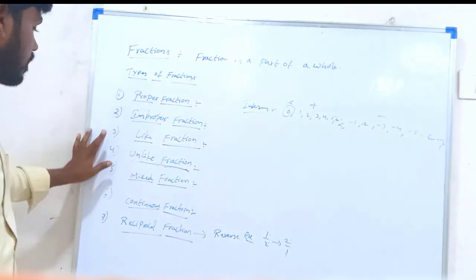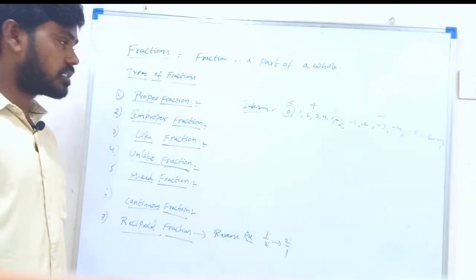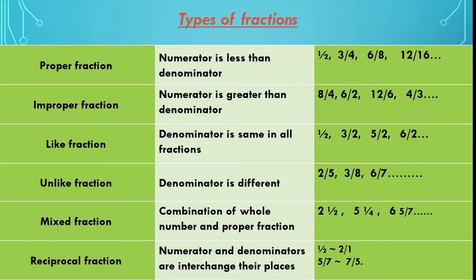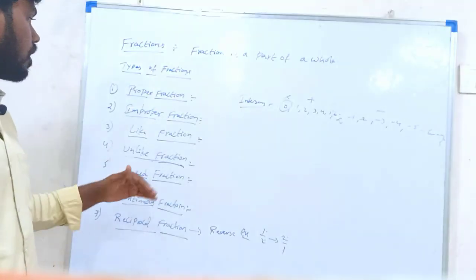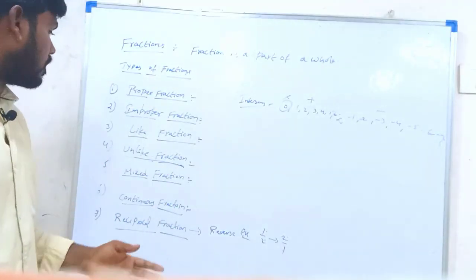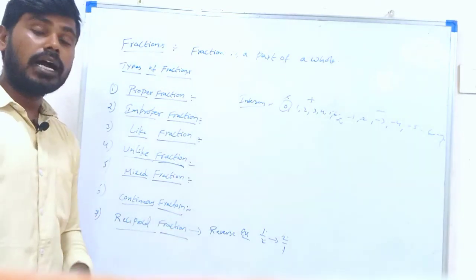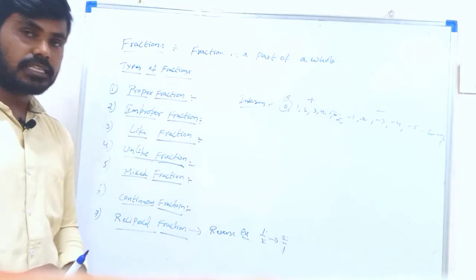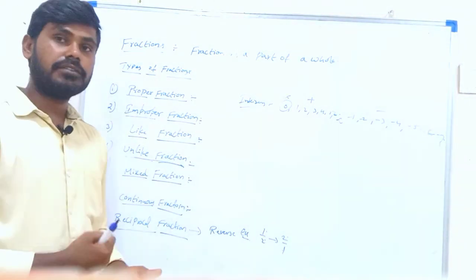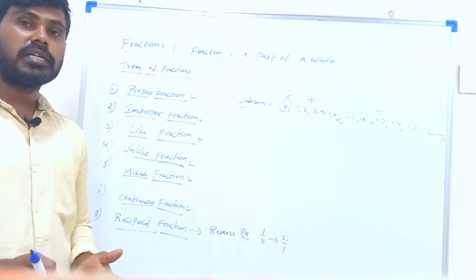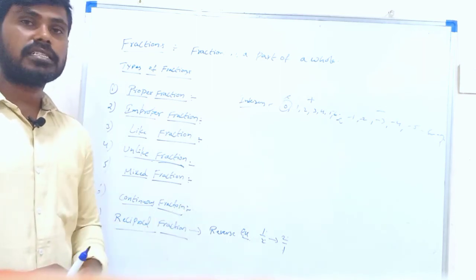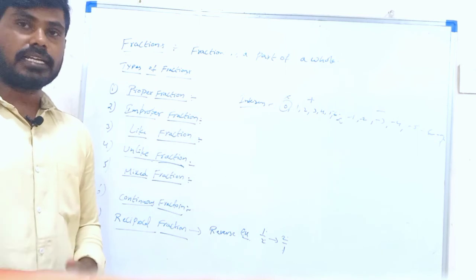So these are all the main types of fractions. One is proper fraction, second improper fraction, third like fraction, fourth unlike fraction, fifth mixed fraction, sixth continued fraction, seventh reciprocal fractions. So how to change an improper fraction into a mixed fraction, how to change a mixed fraction into an improper fraction, how to solve these continued problems, and operations on fractions like additions, subtractions, multiplications and divisions, and finding LCM and HCF of fractions, we can learn in further classes.